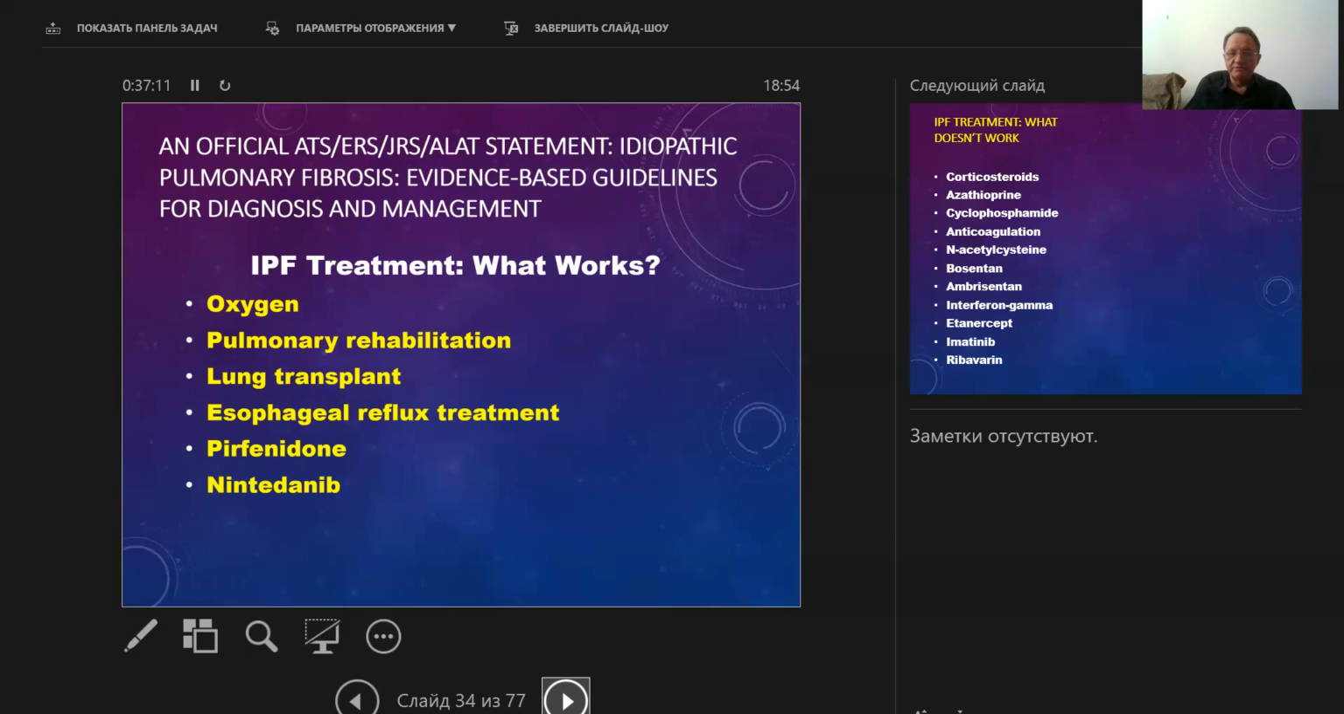I told you that gastroesophageal reflux is also a risk factor for progression of lung fibrosis. That's why treating this reflux with a proton pump inhibitor leads to improvement of the patient's condition. And there are two antifibrotic drugs with a high level of evidence for treatment of patients with IPF: pirfenidone and nintedanib.